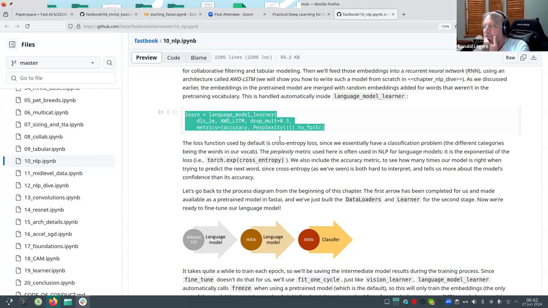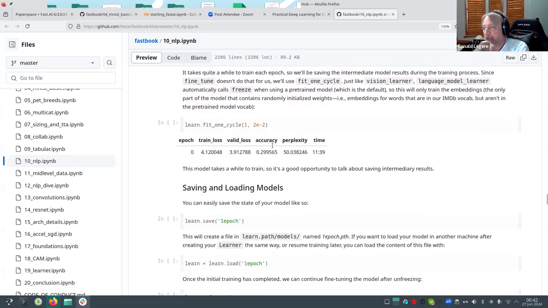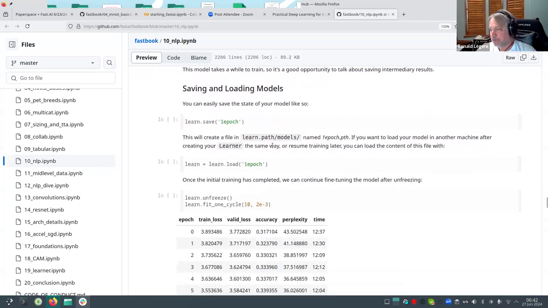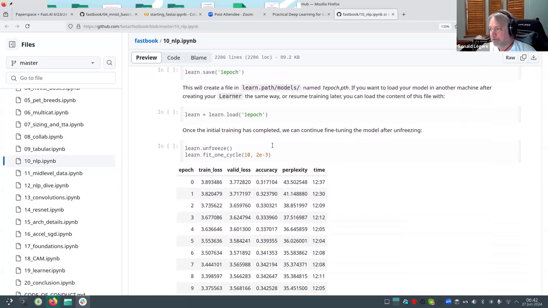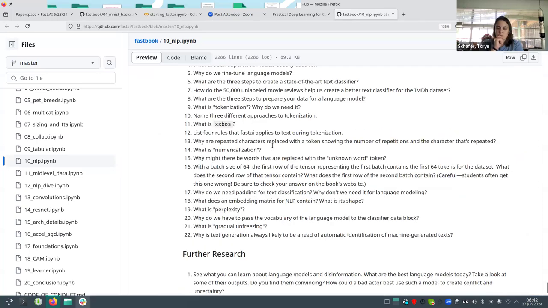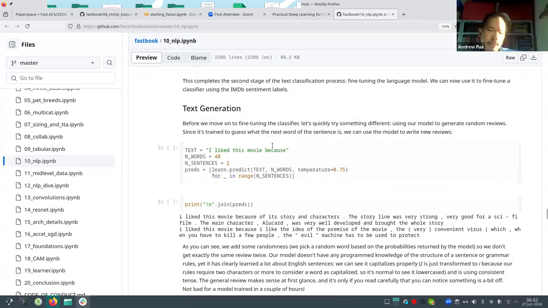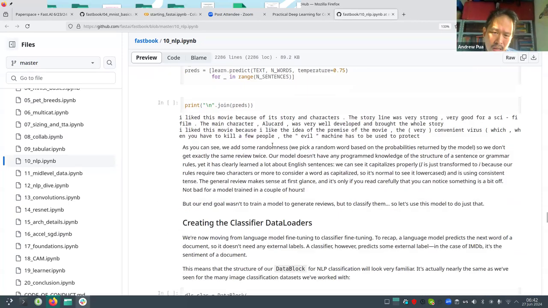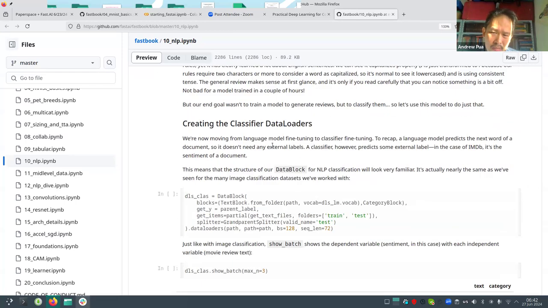Oh, you know what? You're right. I do remember now. I watched the beginning of that video. He does say the book uses fast.ai and the video uses Hugging Face. I think, is that what happened? I don't know if I'm remembering that correctly. Yeah, because it uses language model learner. So I take it back. I think it is worth doing both. I guess it's at a high enough level that it's fine.